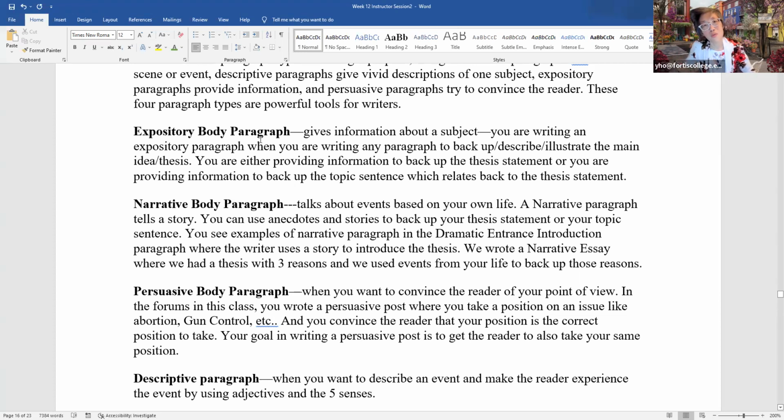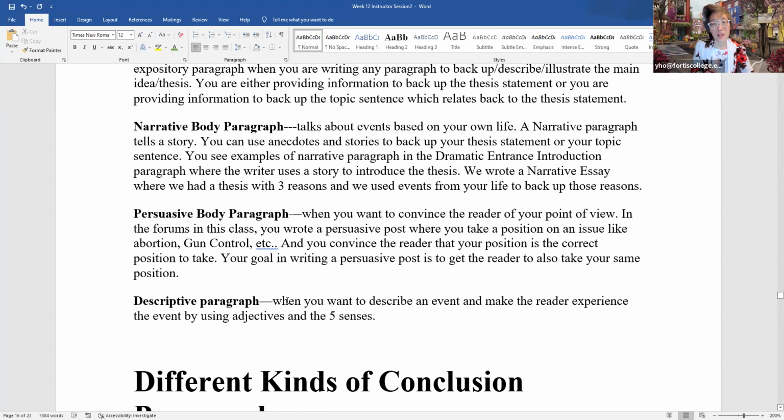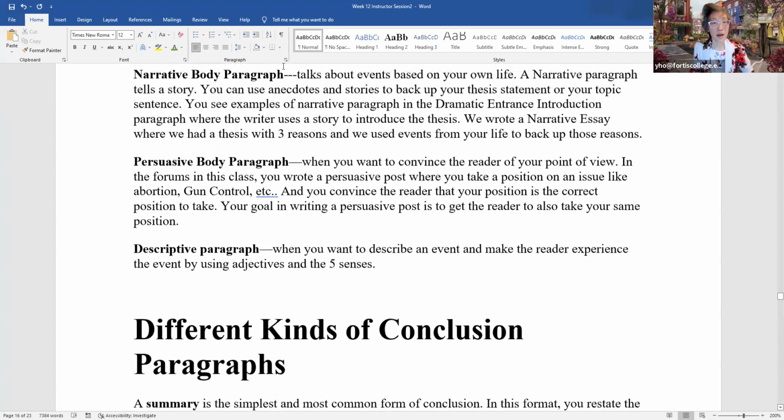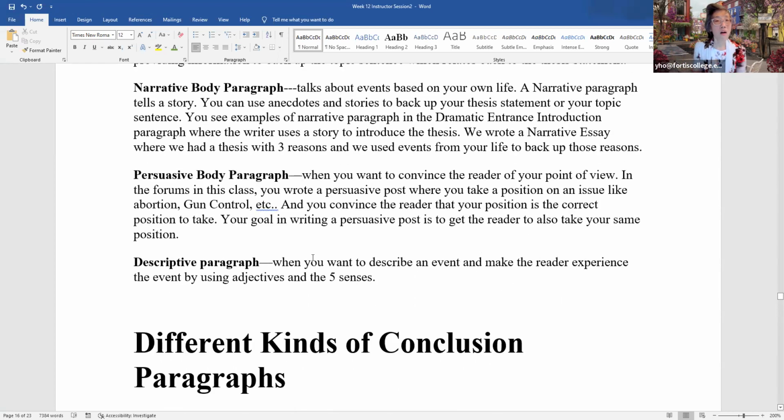Meaning it's informational writing. And so you've got three different kinds of informational writing: narrative, persuasive, descriptive. And we did descriptive paragraph, which is when you want to describe an event and appeal to the five senses. And you can mix and match. You can have persuasive, narrative, descriptive all together in one paragraph. They don't actually have to be separated. The only reason why I separate it is so that you understand the different genres that you can then mix and match together. And that's the same thing with the different kinds of essays that you have.